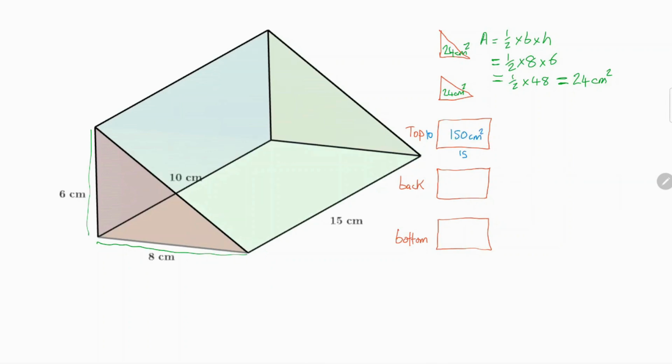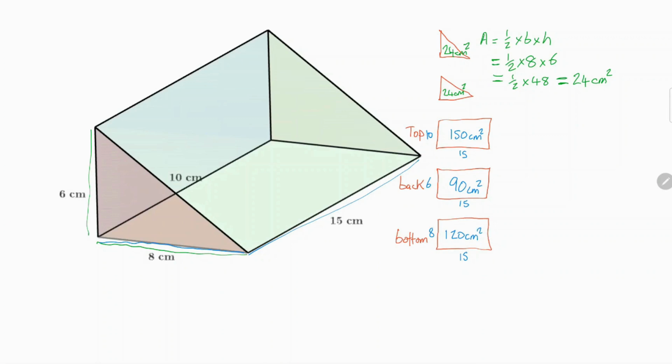The back rectangle is 6 by, what is this side here? It's parallel to this side. So this side is 15. This edge is 15. So 6 times 15. 6 times 15 is 90 centimeters squared. Then we have the bottom rectangle, which is 8 by 15. As you can see here, 8 by 15 is the bottom rectangle. 8 times 15 is 120 centimeters squared.